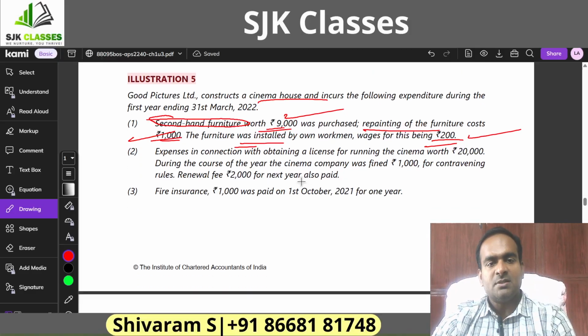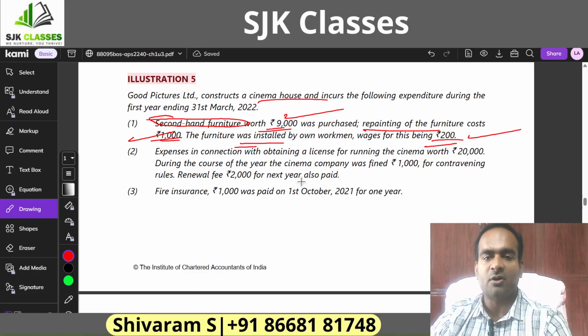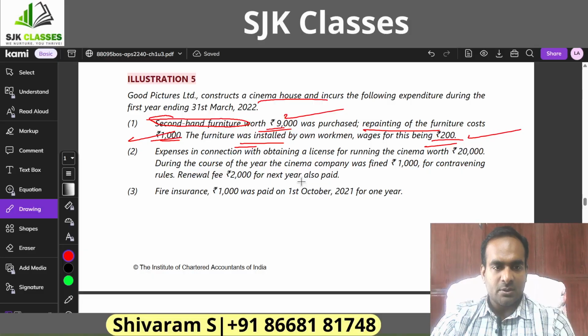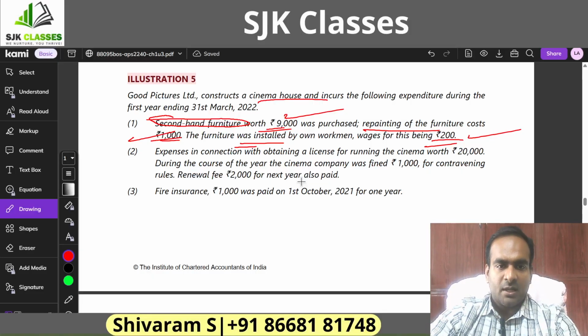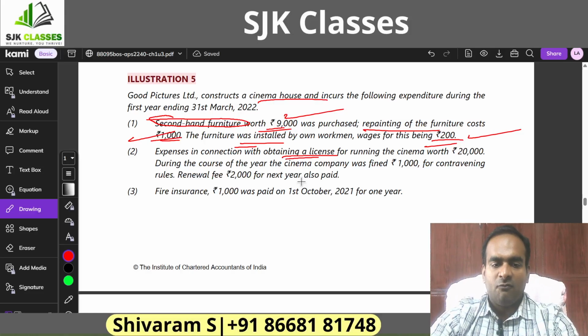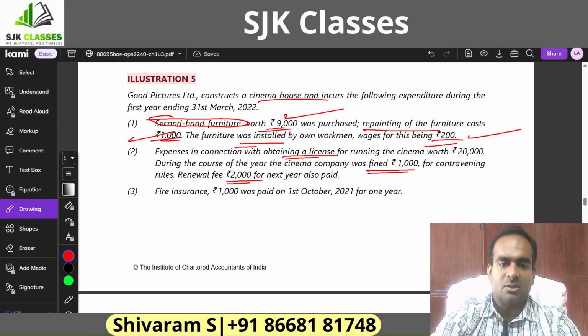Next one: expenses in connection with obtaining a license for running the cinema, worth 20,000. So I'm spending 20,000 for taking out a license. During the course of the year, the cinema company was fined 1,000 for contravening the rules. So I have paid 20,000 for getting a license, and in the current year I have also been fined 1,000 rupees for some contravention. And a renewal fee of 2,000 for next year is also paid.